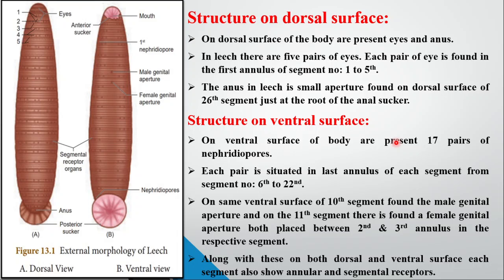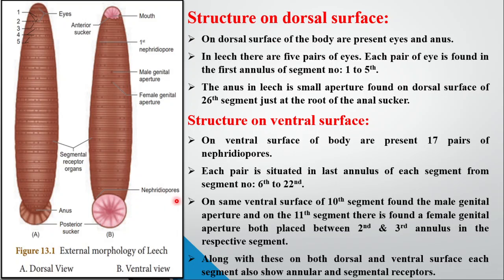Now, which are these 17 segments? Let's see. Each pair is situated in the last annulus of each segment from segment number 6 to 22. See, from 1 to 5, eyes are present on the dorsal surface. Now, below the fifth segment on the ventral surface, that is from segment number 6 to segment number 22, a pair of nephridiopores are present, which are excretory organs here.